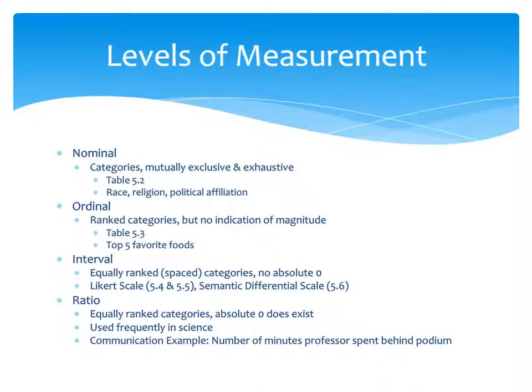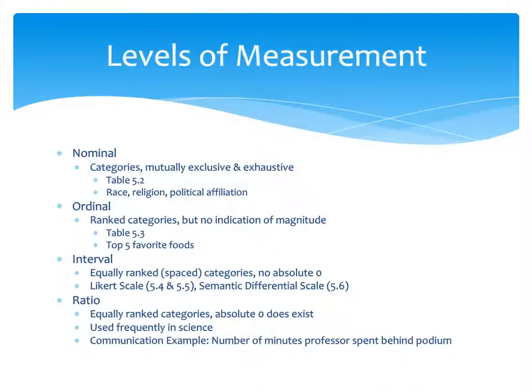So nominal data is categories, just simply categories. And so we might ask a question about race, religion, or political affiliation and give you options of every potential race, religion, and political affiliation that we could think of. If I ask a question about political affiliation, and I say Republican or Democrat, I have violated substantially the assumptions of nominal levels of measurement. Those assumptions are that the categories are mutually exclusive and exhaustive.